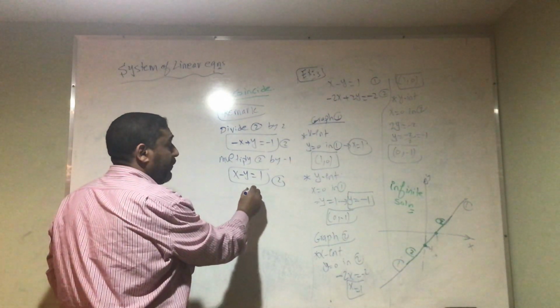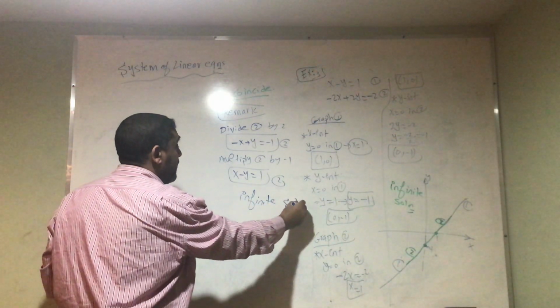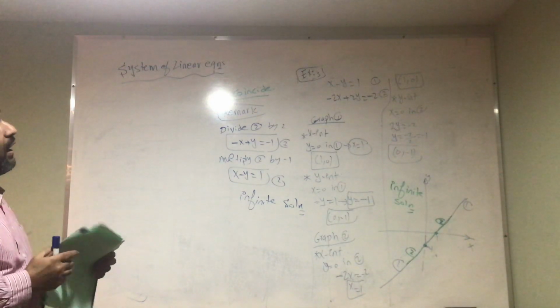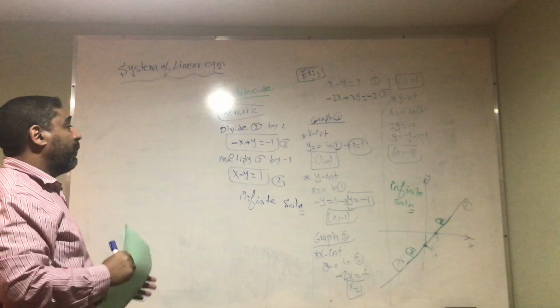We have infinite solution. All right, guys? So we have infinite solution. So that is very much how to solve a system of linear equation by graph.